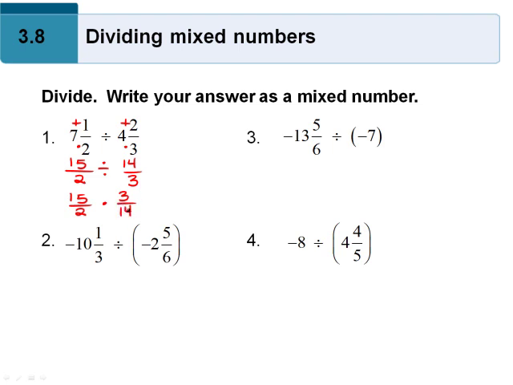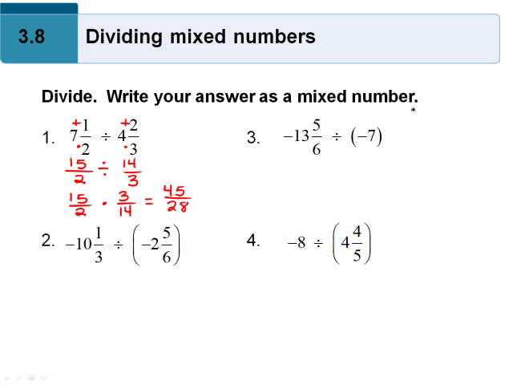3/14. Okay? So, let's see, no signs, so we don't have to worry about that. 15 and 14, no common factors. 3 and 2, no common factors. Okay, so we get 15 times 3 is 45, and 2 times 14 is 28.